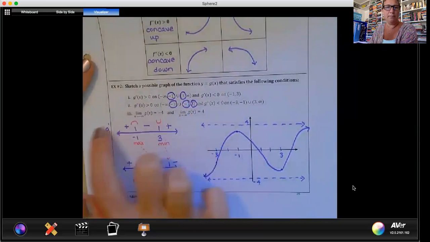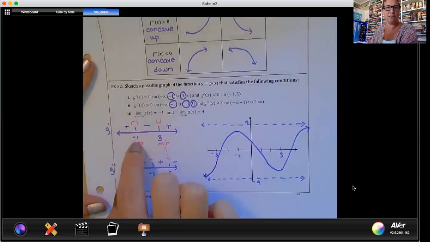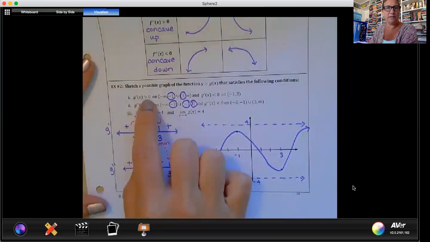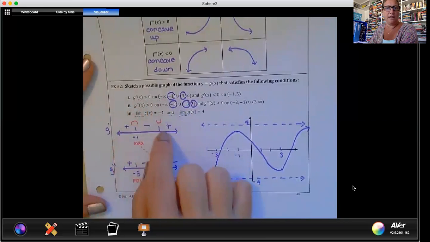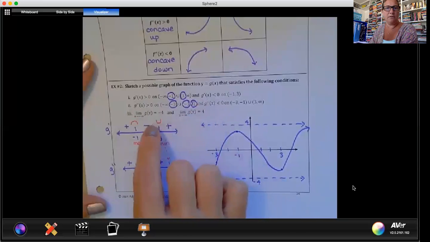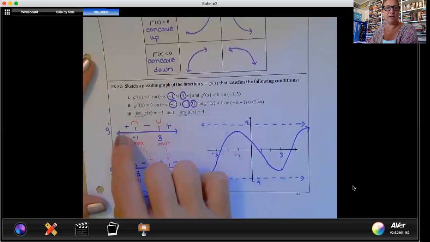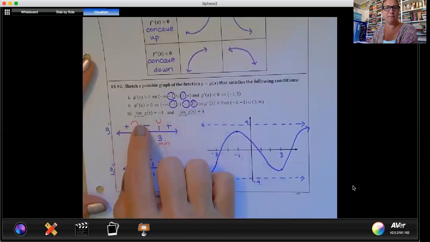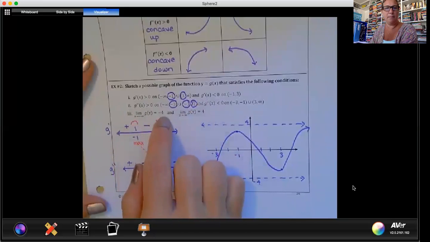So for g prime, you have -1 and 3. And it tells you that you're greater than 0 from -infinity to -1 and from 3 to infinity, and you are less than 0 from -1 to 3. So that means you create a maximum and a minimum.